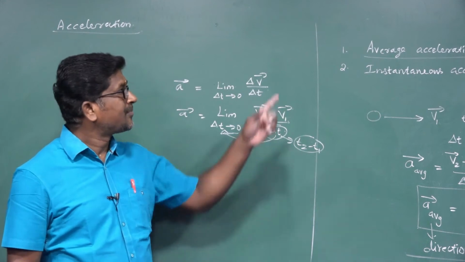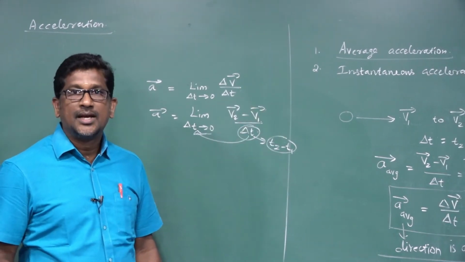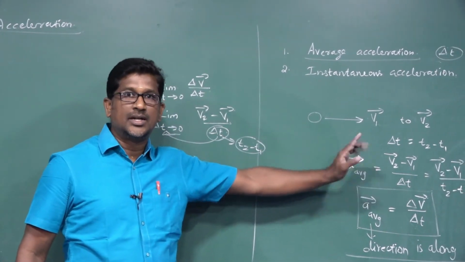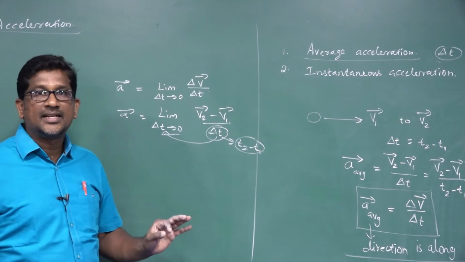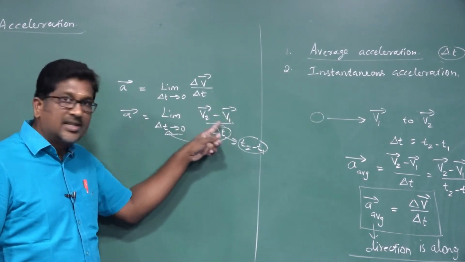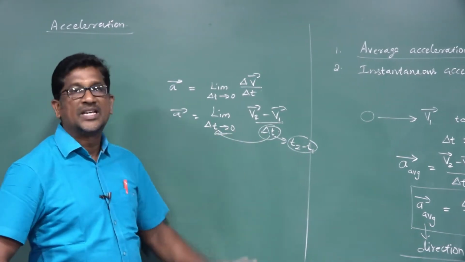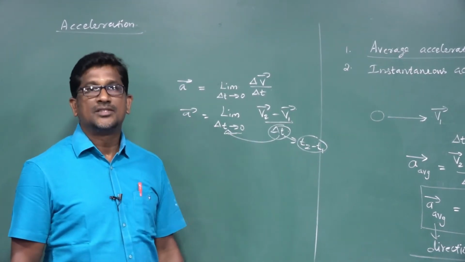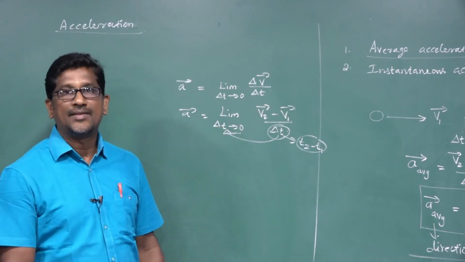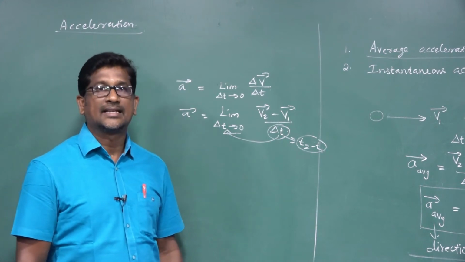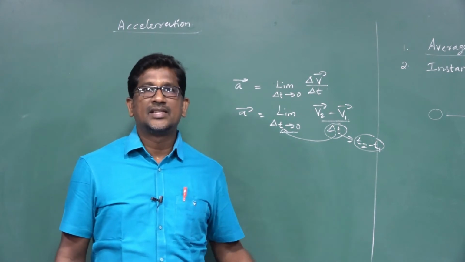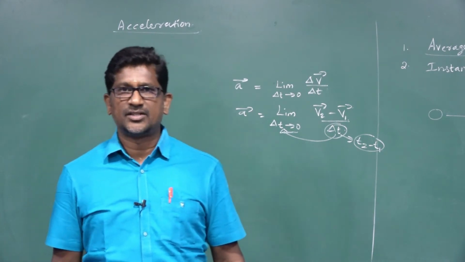So once again, to repeat, average acceleration is defined as the ratio of change in velocity over the time interval del t. And instantaneous acceleration is defined as the ratio of change in velocity over the time del t as del t tends to 0. So there are two types of acceleration, average acceleration and instantaneous acceleration.